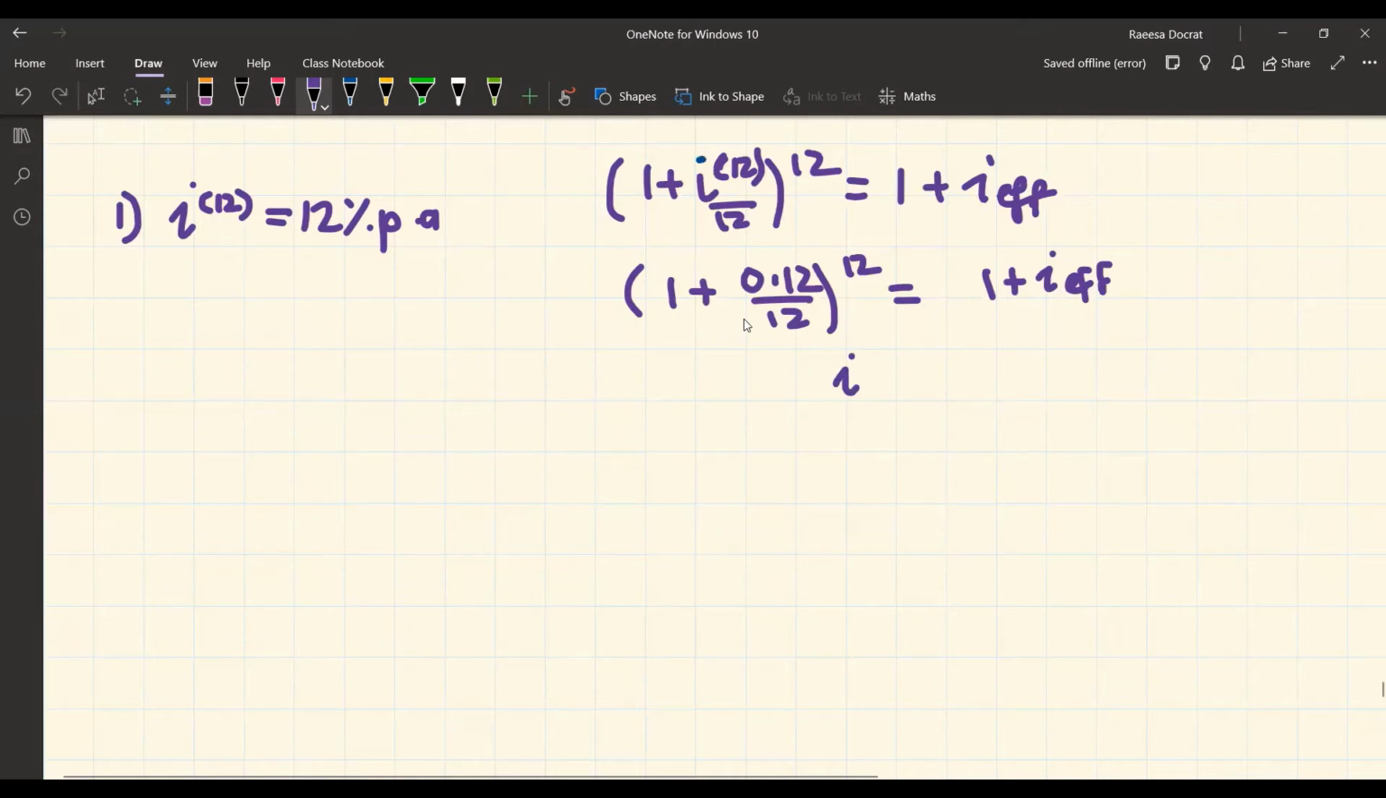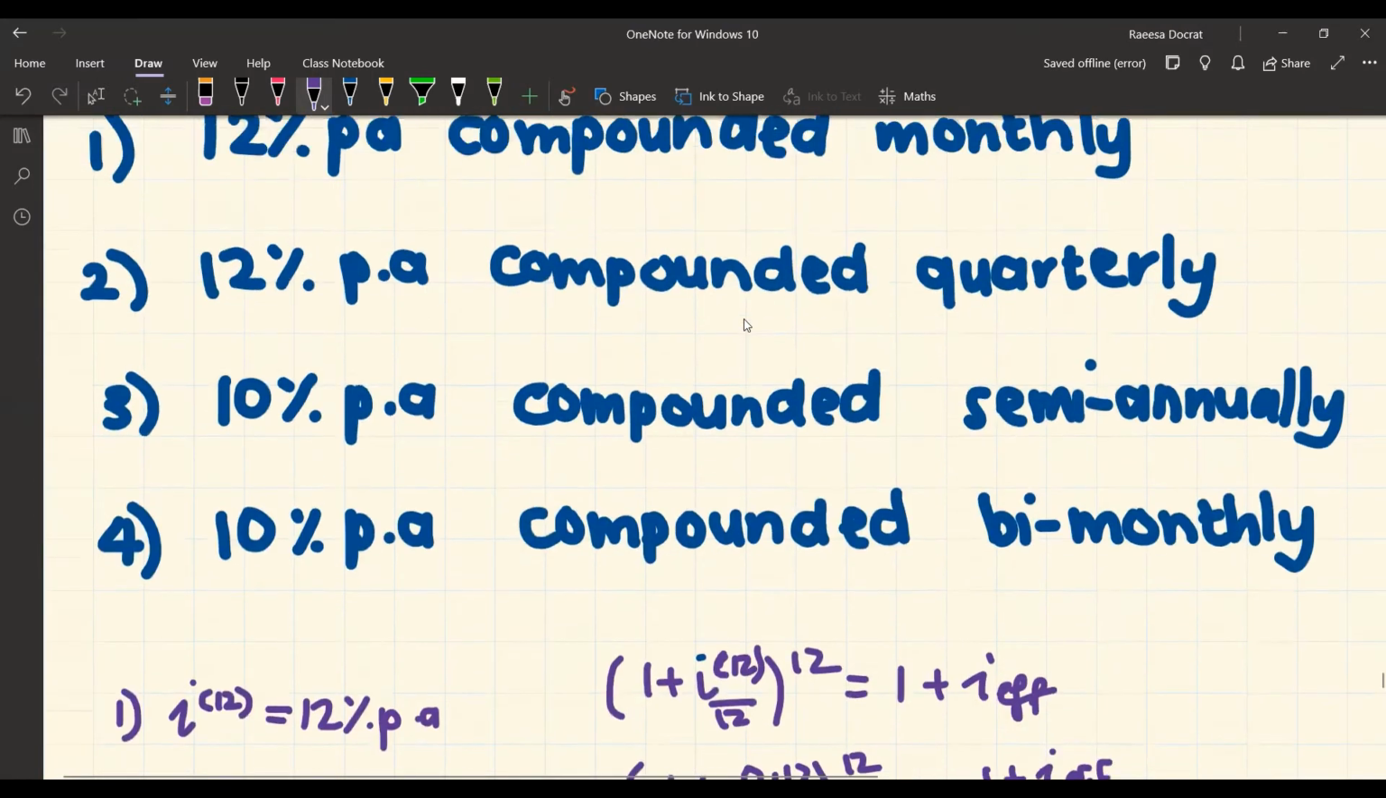The effective interest rate is 0.1268253, which we can write as 12.68% to 2 decimal places. Let's have a look at the next one.